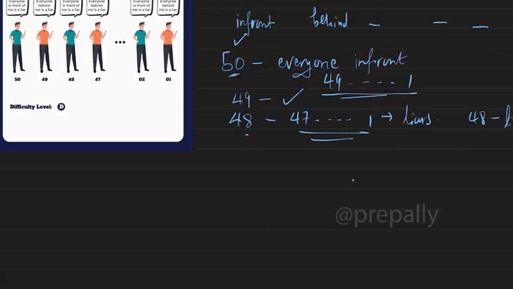Now, 50 says 48 is a liar, but according to that, 48 is again telling the truth, which means our assumption that 50 is telling the truth is wrong. Which means 50 cannot be telling the truth. So we know that 50 is a liar.